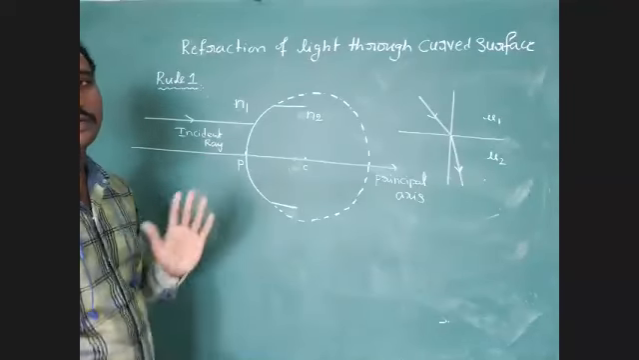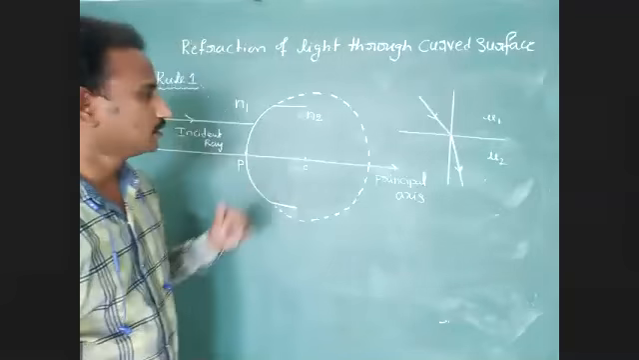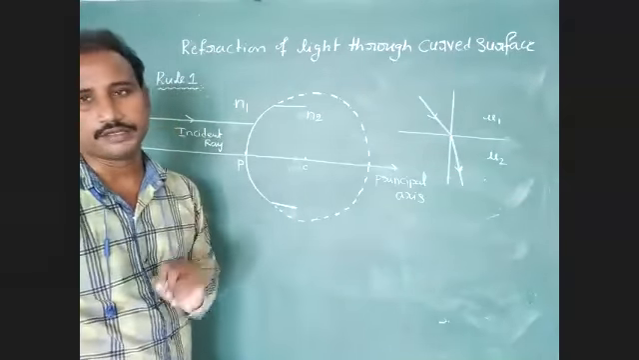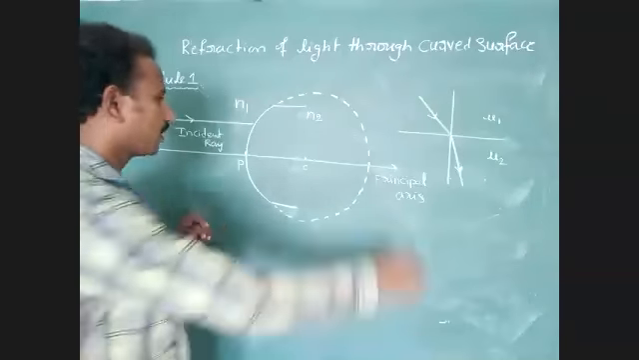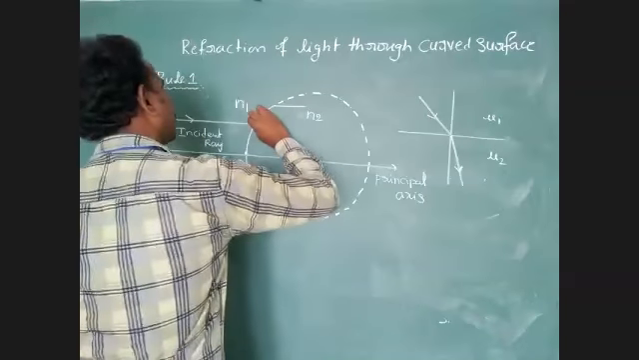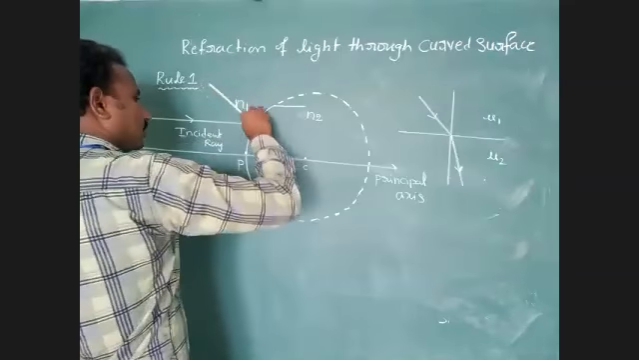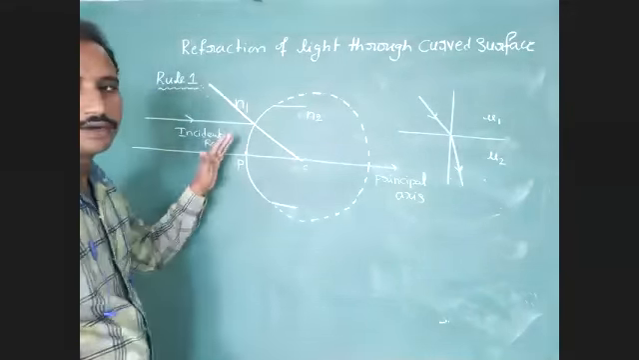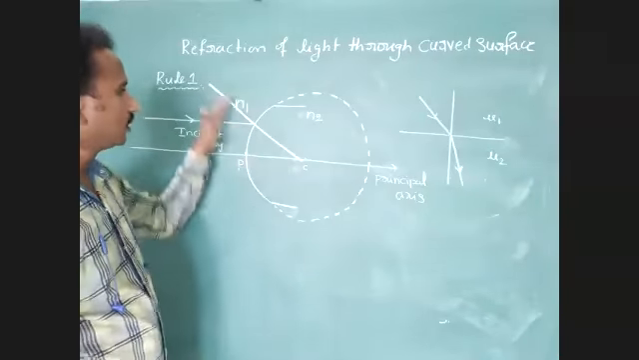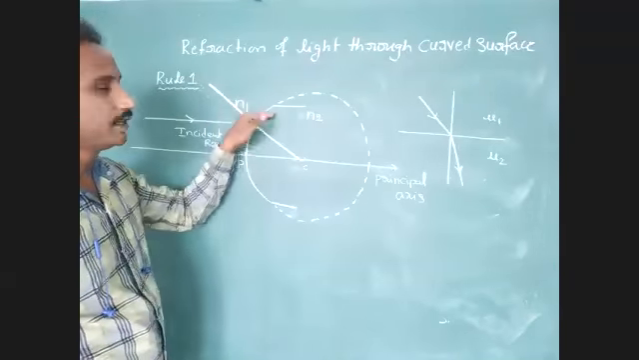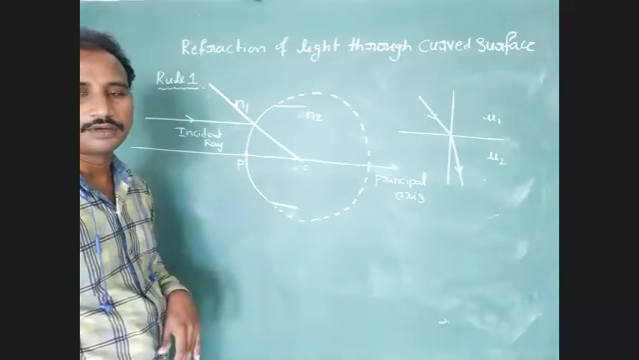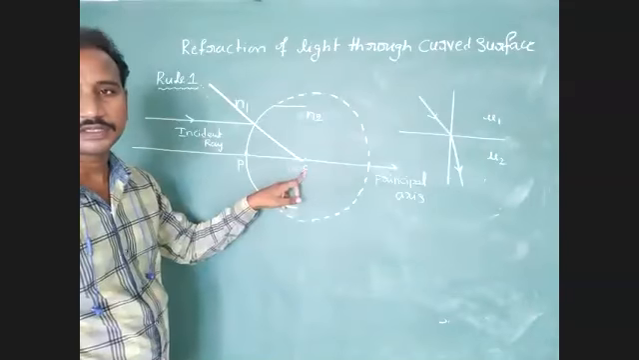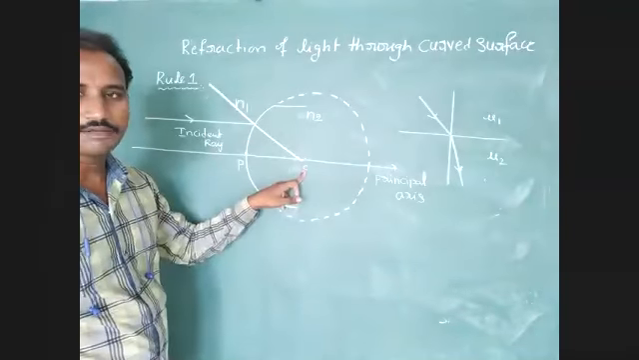Where is the normal in this diagram? The normal is always perpendicular at the point of incidence. So we have to represent that normal. That normal makes 90 degrees with respect to the curved surface. This normal is drawn from the center of curvature.